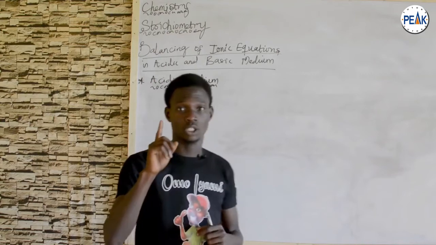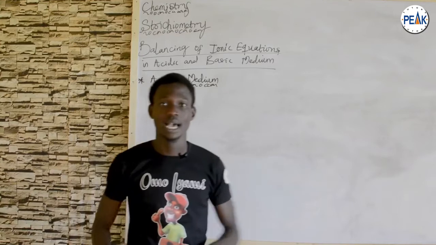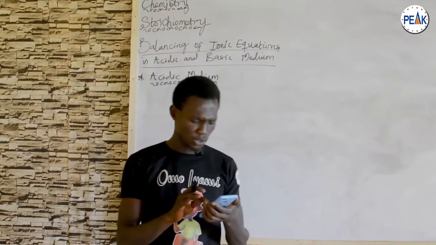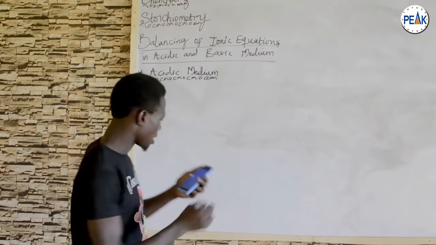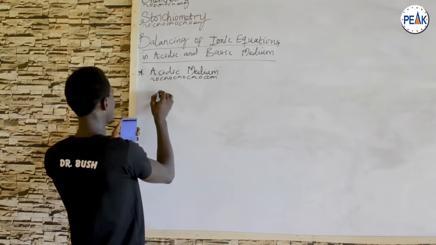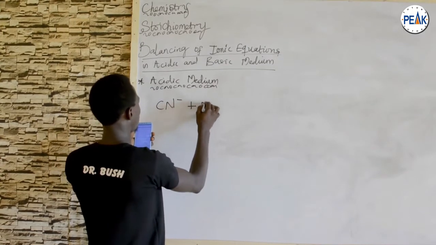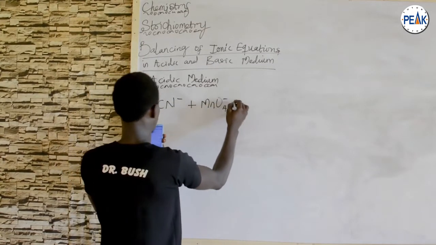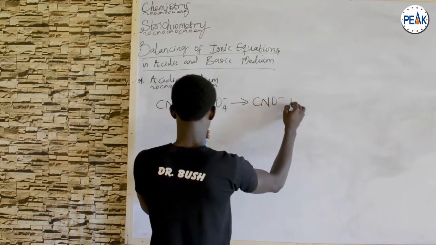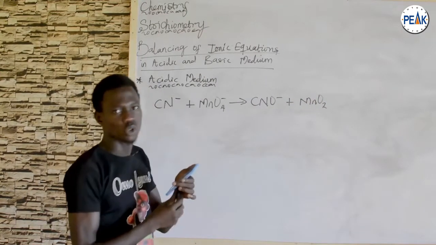I'm going to use just an example to explain both. So let's start with acidic medium. I'm going to pick a question from the PIC Tutors past question series. Now, let's see an example like this. I was asked to balance this equation: CN⁻ plus MnO4⁻ to give me CNO⁻ plus MnO2. I have an equation like this.